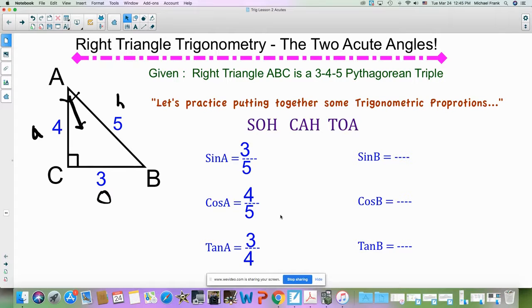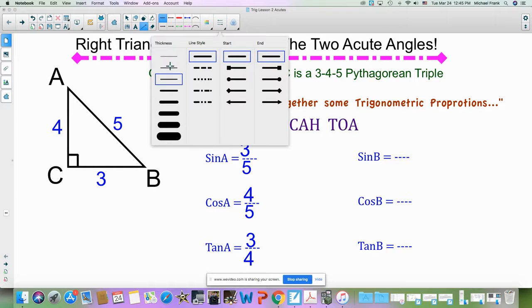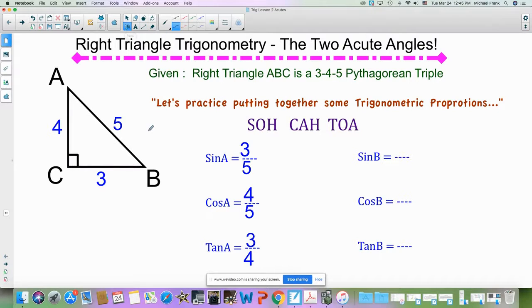Now we could do exactly the same thing here with angle B. If we're going to use angle B, then this is our reference angle. If we shoot our arrow across, this is going to be our opposite side, and this is going to be our adjacent side, and this is going to be our hypotenuse.